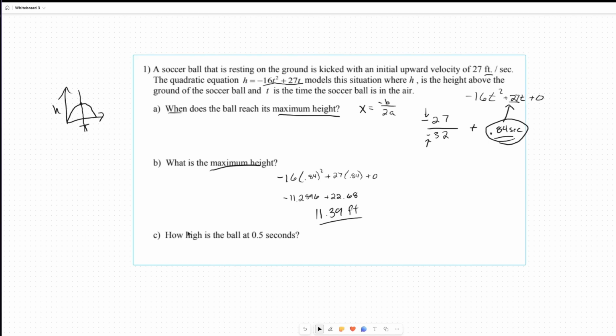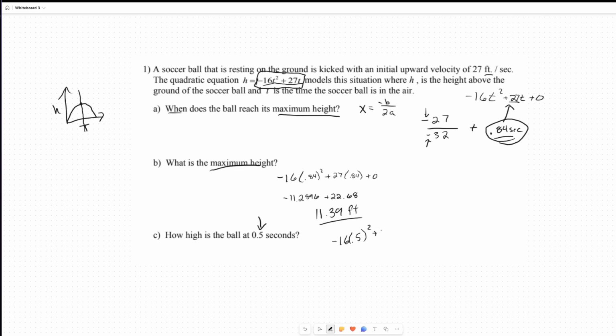And then to find out how high the ball is at 0.5 seconds, just plug in 0.5 into that original equation that they gave us right up here. That's all we're really doing here. So I have a negative 16, and then we have that 0.5 squared plus 27 times that 0.5. And all we need to do is plug that in. So let's plug that in real quick.